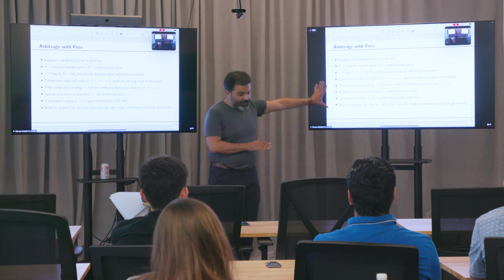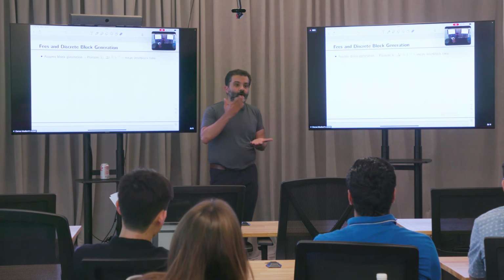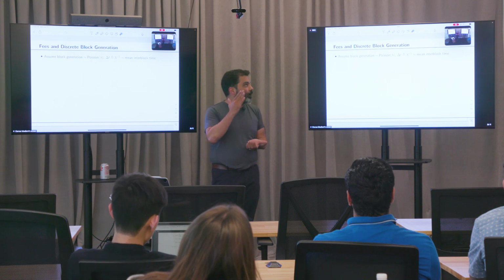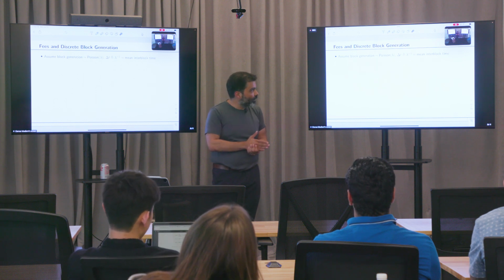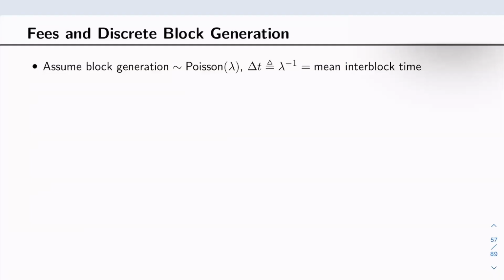So in order to add fees, we also simultaneously have to add the fact that we can only trade discretely and at instances that blocks are generated. So I'm going to make an assumption. I'm going to assume that the blocks are generated according to a Poisson process, and that Poisson process is going to have rate lambda. So delta t, which is lambda inverse, we're going to calibrate to be the mean interblock time, the mean time between blocks.